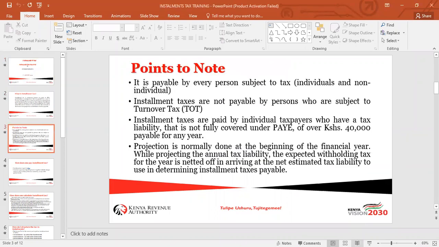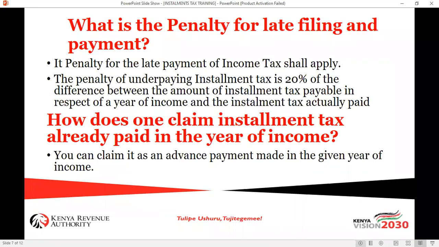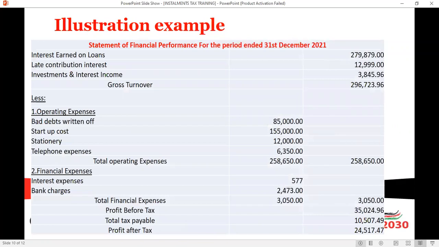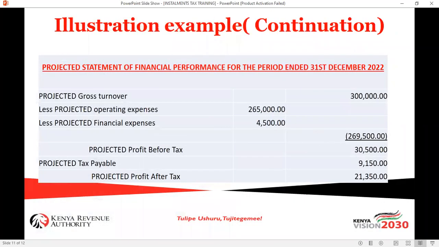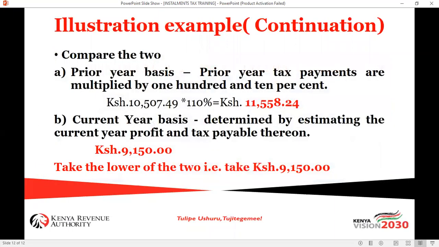So when the auditors come, because they normally advise, they normally do the 110% of the prior year, and then they do projections. Let's say they're auditing 2021, so they advise based on 110% of year 2020. And then now they check for projections in the year 2022.